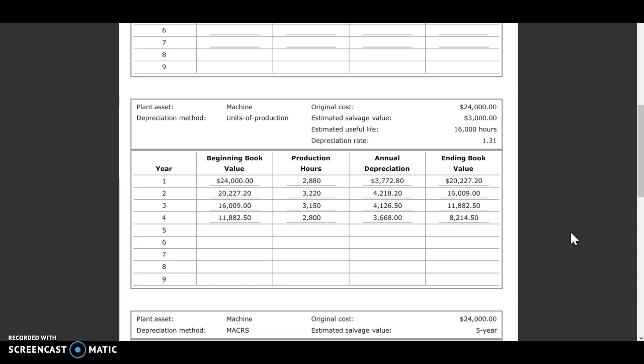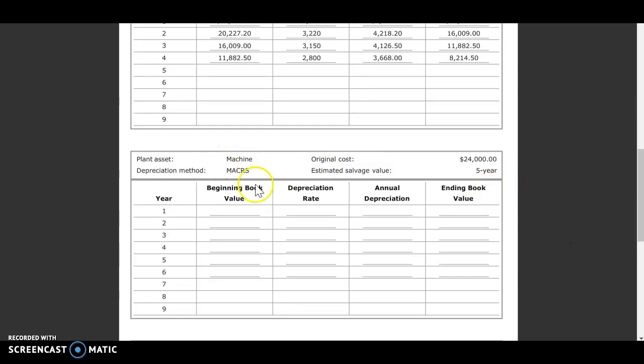Okay, moving on to our next one, our MACRS. I'm going to just put in my beginning book value. Now this one, my depreciation rate. For this one, we actually need to have our book for the rate. So if you open your books to page 220, they're showing us that table, and that comes from the IRS. So you need to look at that. And what we're going to do is look at that third column that says 5-year. And so our 5-year gives us our depreciation rates for each year. So our first year is going to be 20%. Okay? So we're actually going to take that by the book value, or by the original cost, sorry.